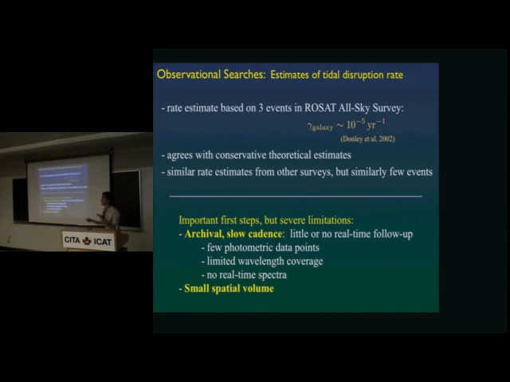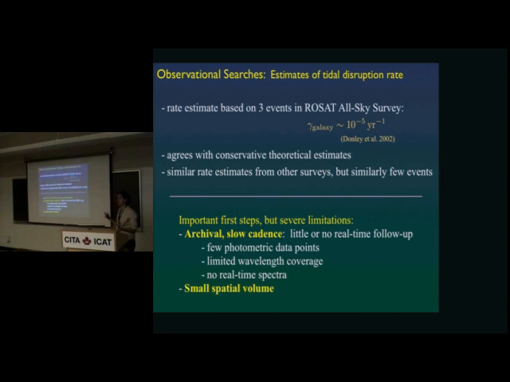And based on significantly sparser data from the ROSAT All-Sky Survey, Donley et al. were able to use the 3 events found with ROSAT to estimate the tidal disruption rate per galaxy of order 10^-5 per year. And that agrees with conservative theoretical estimates as well.